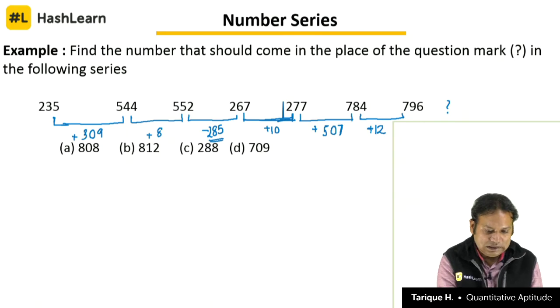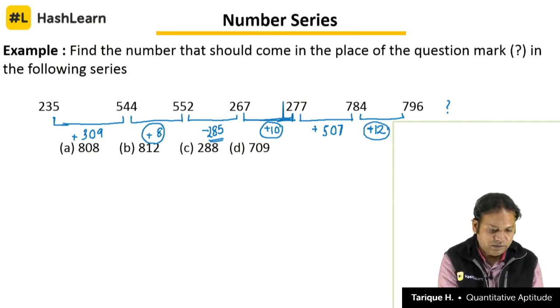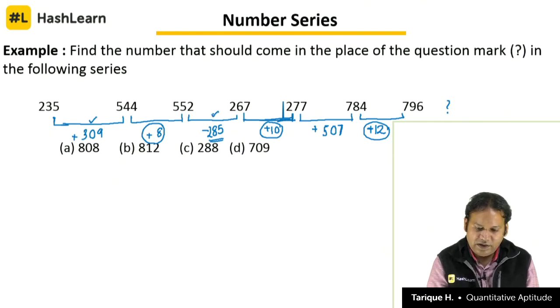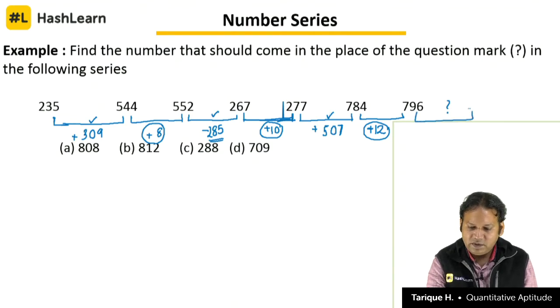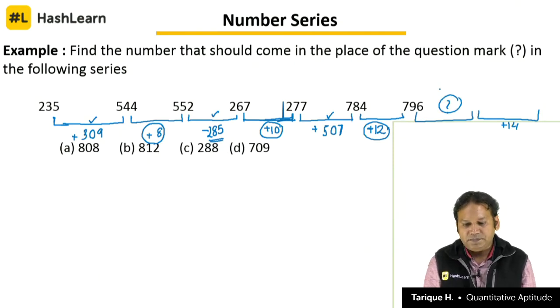Some pattern is there: this is a plus 8 here, this is a plus 10 here, this is a plus 12 here, but then what do we do with the other numbers? Like plus 309, then a minus 285, then suddenly a plus 507. So what should be the next one? This plus 8, plus 10, plus 12 is there. I can say that the next number, if I had to find it, would be plus 14, but that is not our task. Our task is to find this number. So what will be the answer? How are these numbers related?